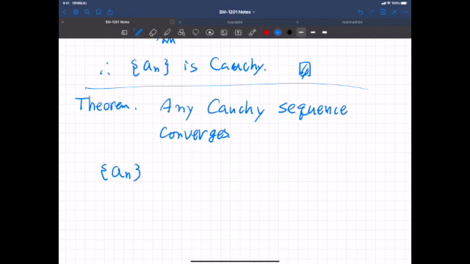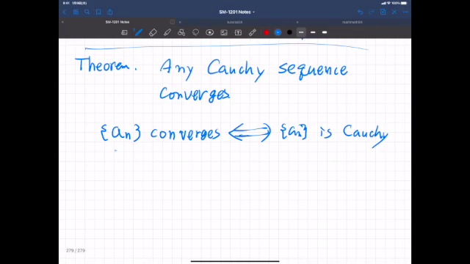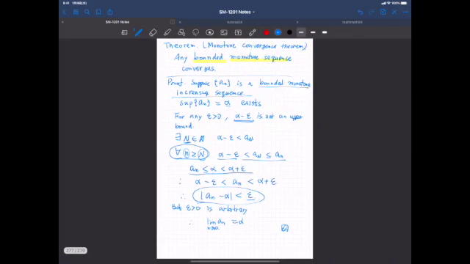So if this sequence converges, then it is Cauchy, and vice versa. So that means a_n is a convergent sequence if and only if it is a Cauchy sequence. Actually, this fact comes from the continuity of real numbers. For example, in a previous example, let's see, where is it?